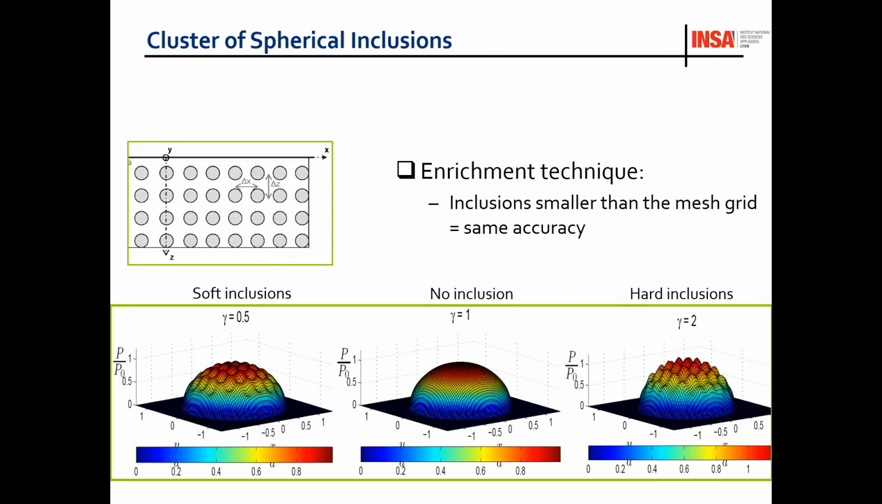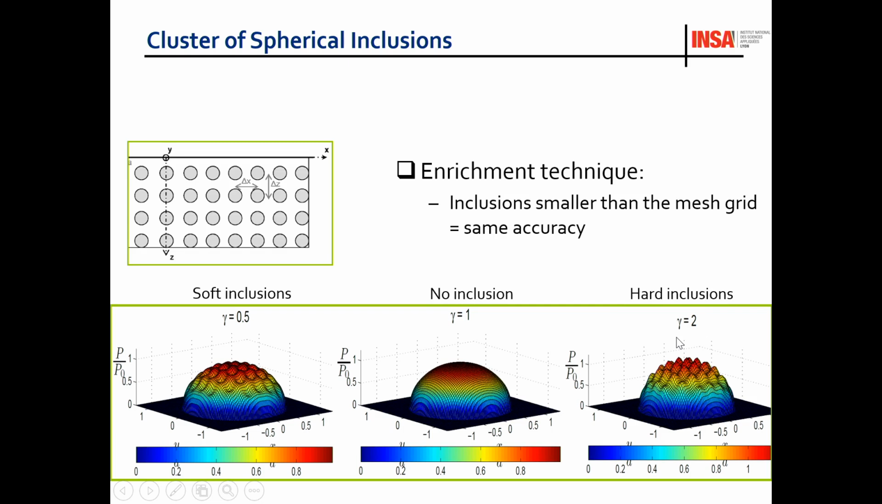Then you can see on the left the pressure distribution. If the inclusions are softer than the matrix, then the Young modulus is half of the one of the matrix. It is like if you have a rough surface. This is when the inclusions have the same properties as the matrix, then this is the Hertzian pressure distribution, and here this is when inclusions are stiffer.